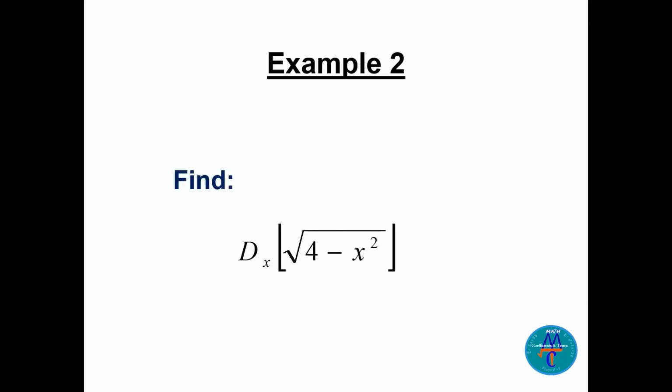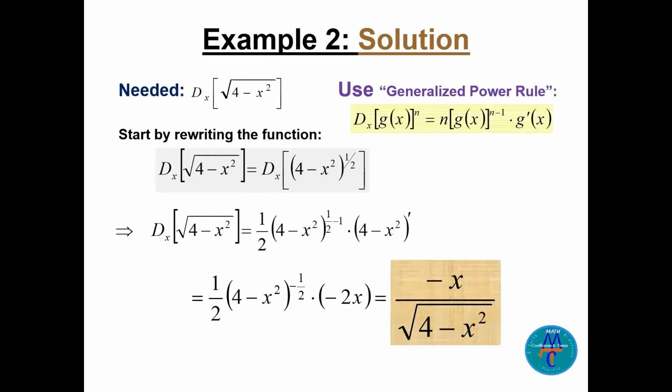Let's look at this nice example. Let's find the derivative of the square root of 4 minus x squared. We can use the generalized power rule also. Let's rewrite this function, square root of 4 minus x squared, as (4 minus x squared) to the power half. So half now is the n. To find the derivative, we bring the half down, (4 minus x squared) to the power half minus 1, times the derivative of the inside, 4 minus x squared.